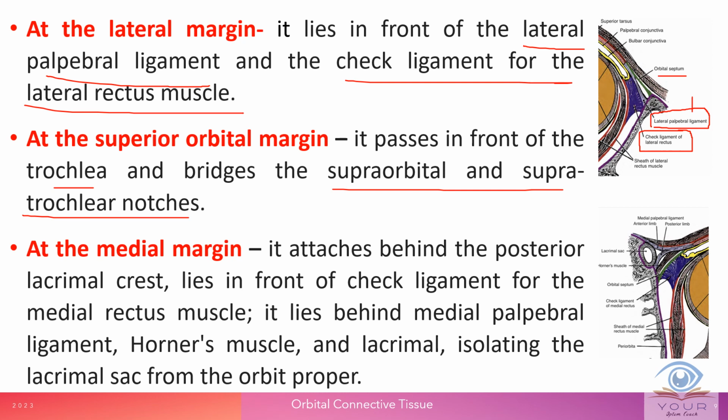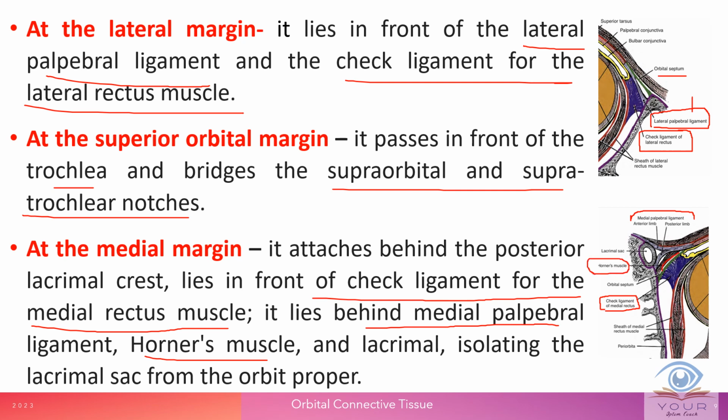Now coming to the medial margin, it attaches behind the posterior lacrimal crest. It lies in front of the check ligament for the medial rectus muscle, which is here, the purple part. It lies behind the medial palpebral ligament. Now this is the medial palpebral ligament, which has two limbs, anterior limb and a posterior limb, and Horner's muscle. This is the Horner's muscle. So now you can see the green part, this is the orbital septum, which lies in front of check ligament of the medial rectus and behind the medial palpebral ligament and Horner's muscle. Also, the lacrimal sac, isolating the lacrimal sac from the orbit proper.